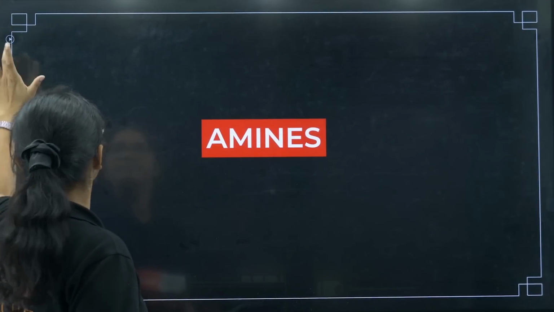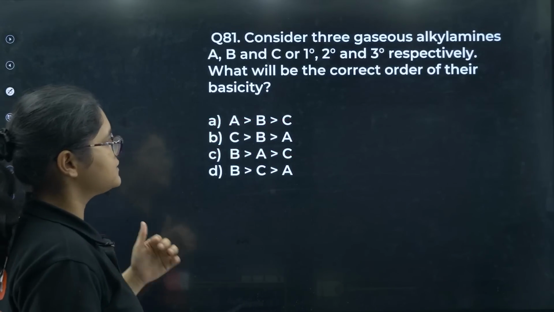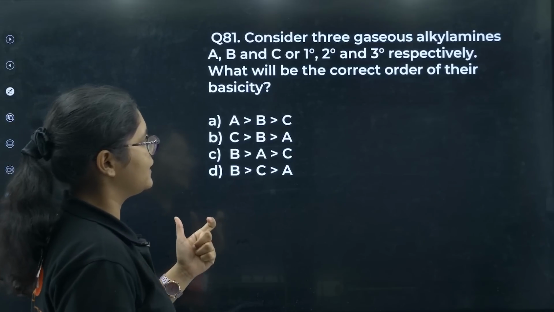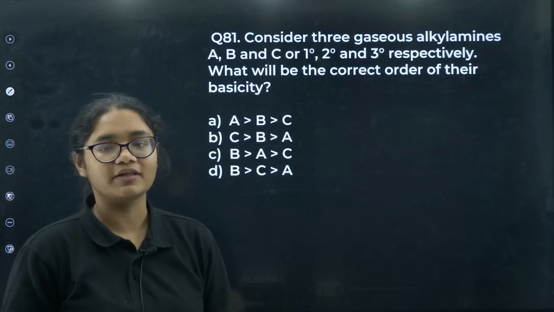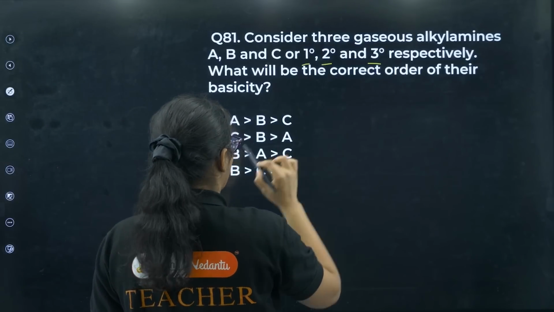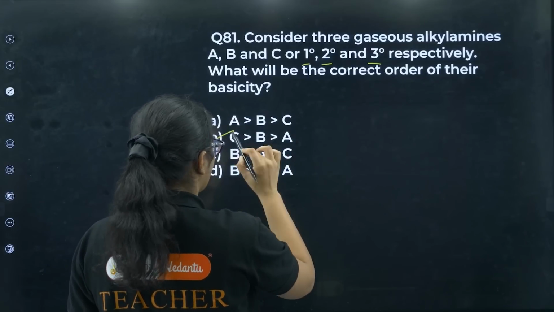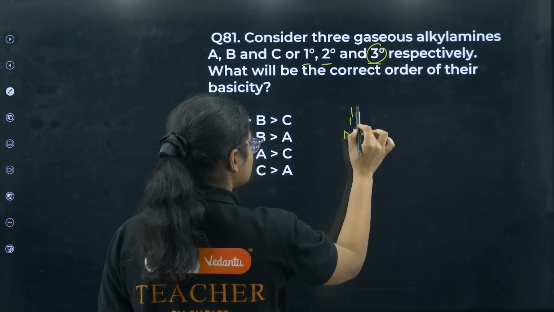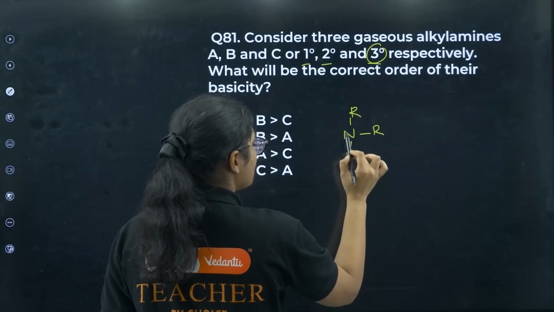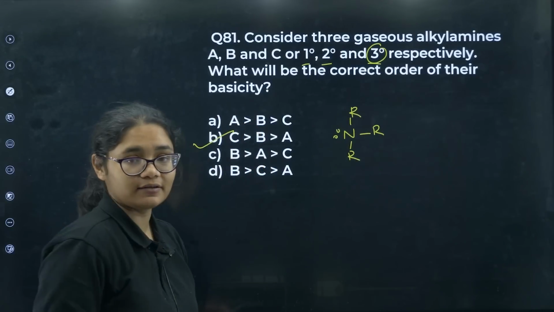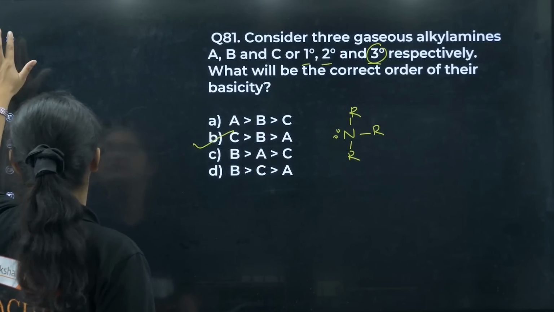Now, moving to the amines chapter, consider 3 gaseous alkyl amines, 1 degree, 2 degree and 3 degree. What will be the order of their basicity? For gaseous amines, we know it is 3 degree, 2 degree and 1 degree. So C, B, A. Why? Because we have 3 R groups, right? Because we have 3 R groups, what will happen? It will donate more electrons, the electron density will increase, so the basicity will increase.